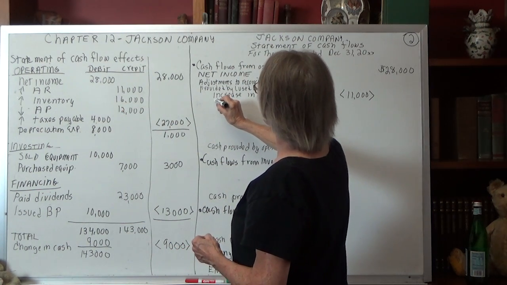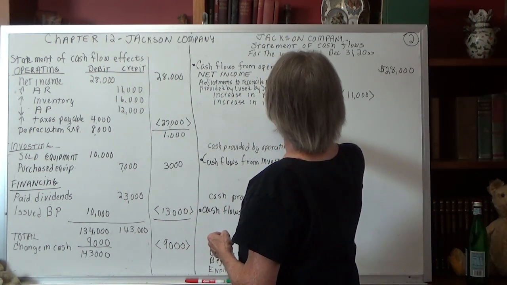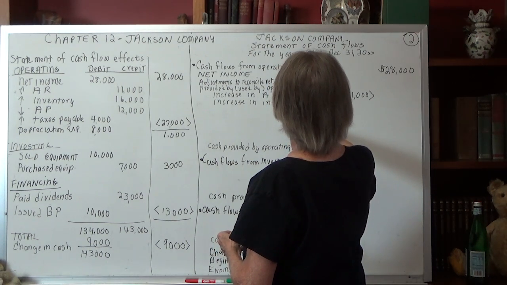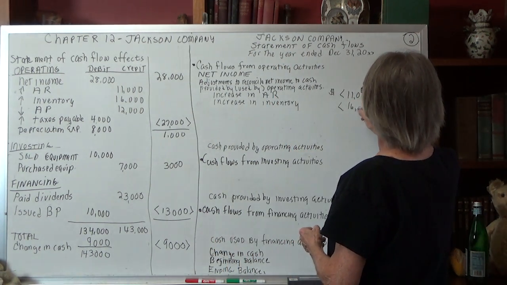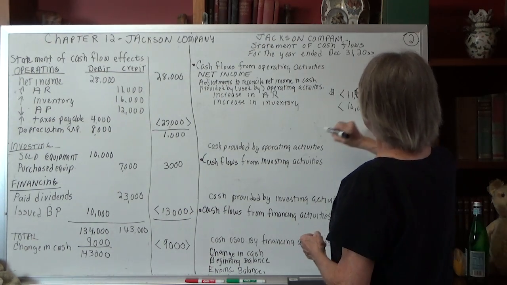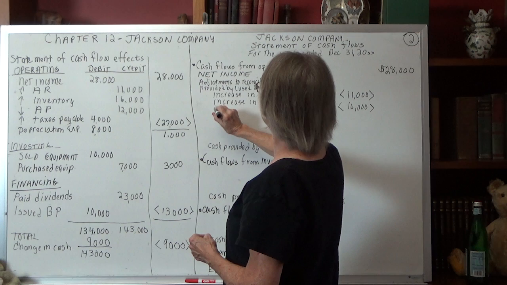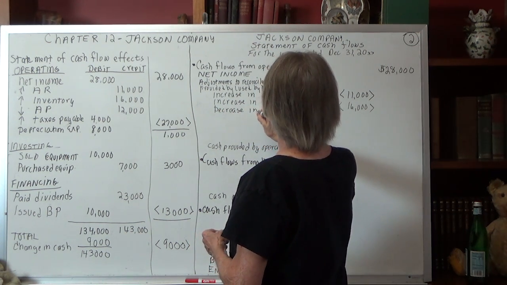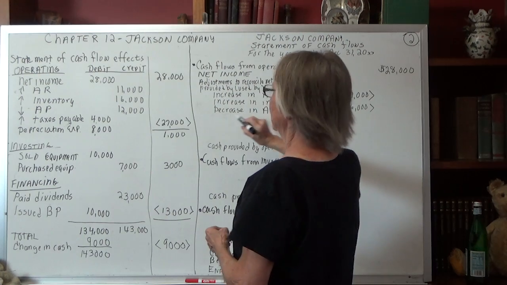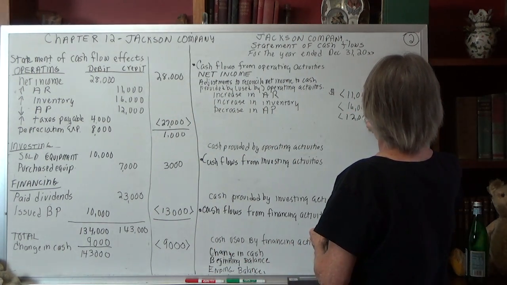We had an increase in inventory. All right, and again, that would be an adjustment down. All right, we had a decrease in accounts payable. So we simply tell them about it. And that also is in the credit column, adjustment down.